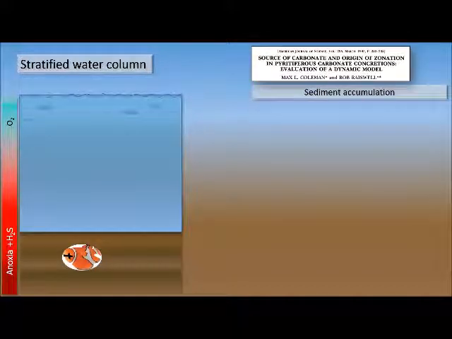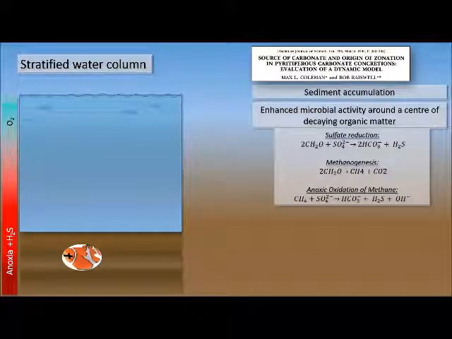There in the anoxic sediments, you have an enhanced microbial activity dominated by sulfate reductors, methanogens, and anoxic methane oxidizers, but also some iron reductors, some manganese reductors, and quite a few others have been mentioned throughout the literature, because you can find hundreds of papers on carbonate concretion, hundreds. Like really. So here we have our decaying organic matter, poor thing.